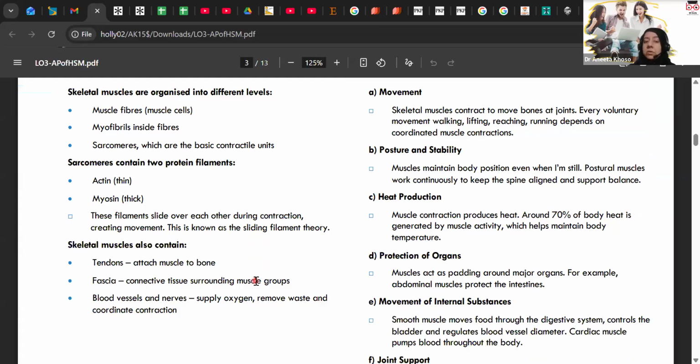The skeletal muscle also contains tendons, which, as I already said, attach the muscle to the bone. There's fascia, that's connective tissue surrounding the muscle groups. And the blood vessels and nerve supply: obviously, if they don't have blood supply or nerve supply, they will die. And they need that to remove waste and coordinate contraction as well.